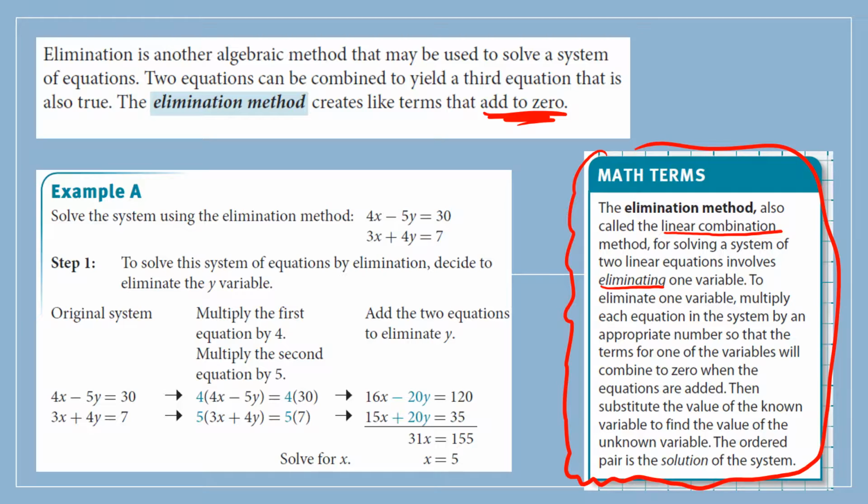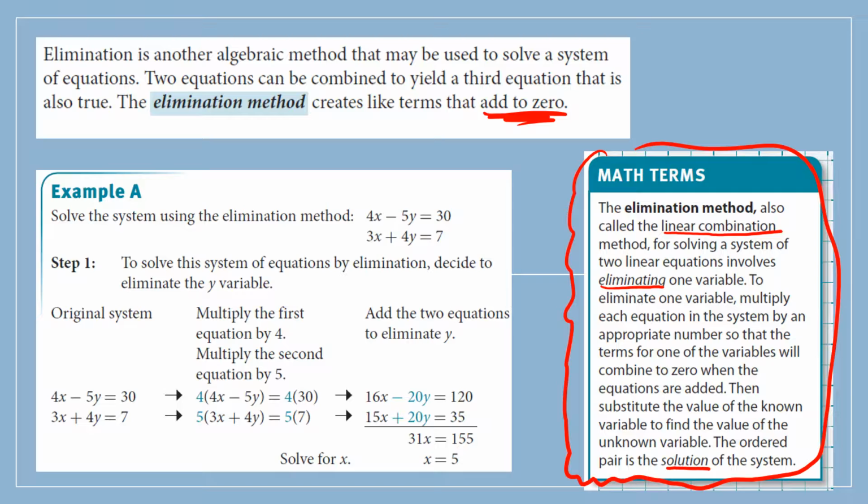To eliminate one variable, multiply each equation in the system by an appropriate number so that the terms for one of the variables will combine to zero when the equations are added. Then substitute the value of the known variable to find the value of the unknown variable. The ordered pair is the solution to the system. It'll make both equations true.